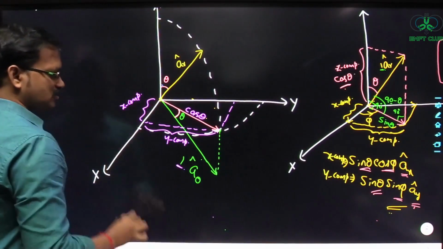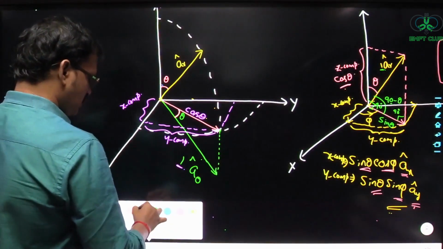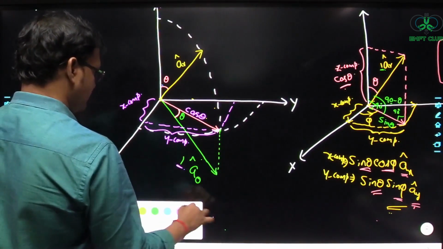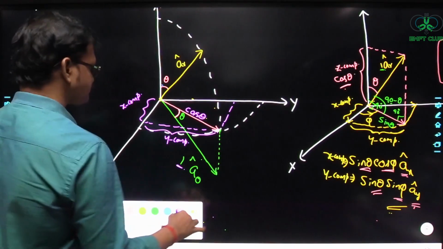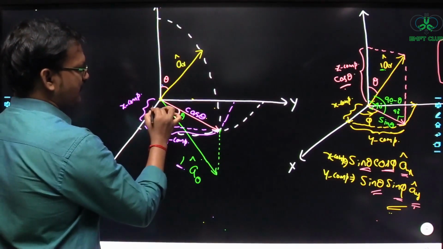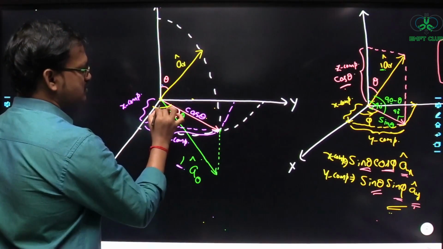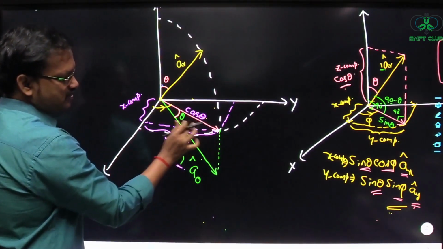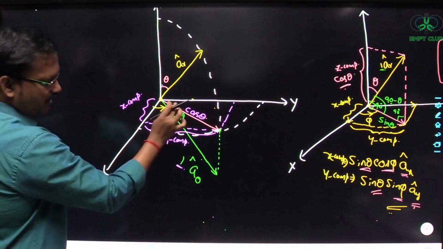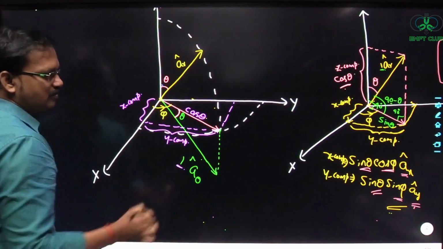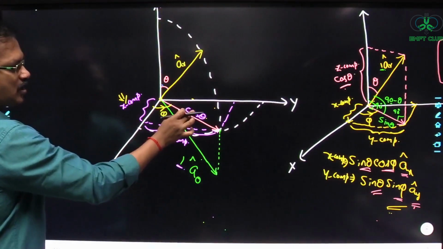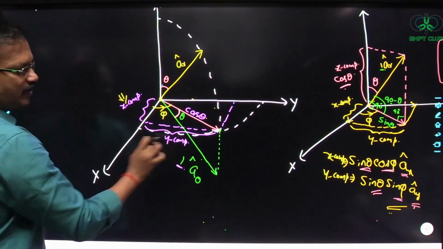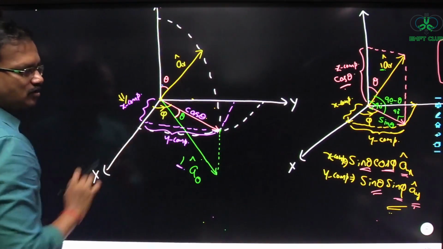So what is the x component? What is the angle here? This cos theta is lying in the xy plane, so the angle with respect to the x axis is nothing but phi. So its x component will become cos theta into cos phi, and the y component will become cos theta into sin phi.